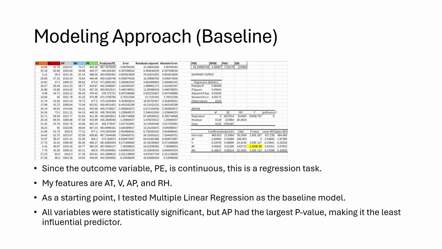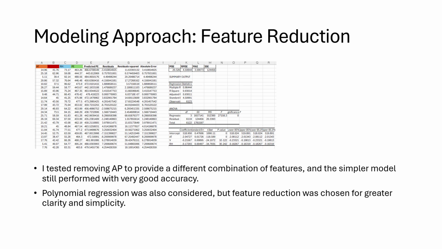Since the outcome variable, PE, is continuous, this is a regression task. As a starting point, I tested multiple linear regression as the baseline model. All variables were statistically significant, but AP had the largest p-value highlighted in the presentation, making it the least influential predictor. I tested removing AP to provide a different combination of features, and the simpler model still performed with very good accuracy. Polynomial regression was also considered, but feature reduction was chosen for greater clarity and simplicity.